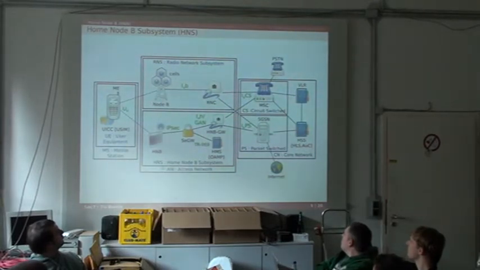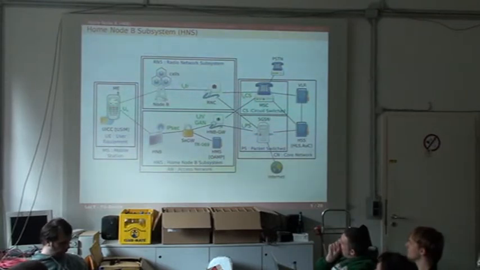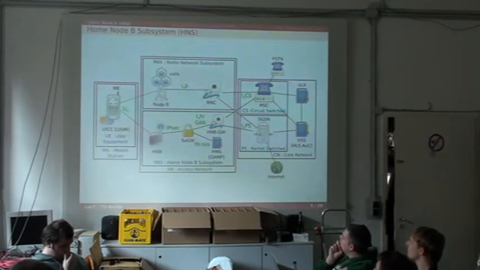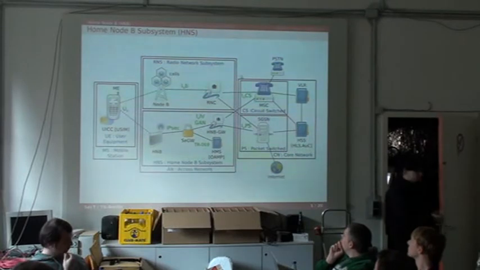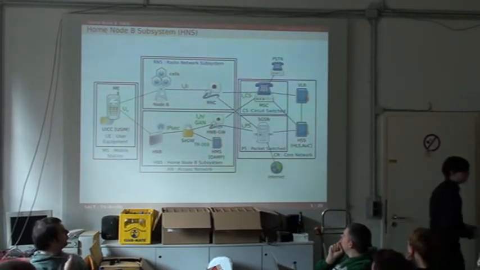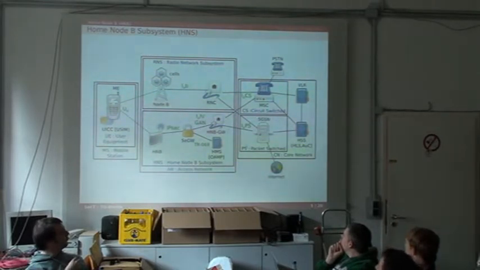So previously in the access network, we've seen that we have the radio network subsystem with the node B and the radio network controller, which is the gateway to the core network. With femtocells, they added a new subsystem into the access network called the home node B subsystem. So here we have the node B, the alternative is the home node B, then we have the radio network controller, the alternative is the home node B gateway, which also provides access to the core network.